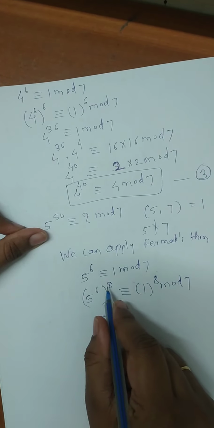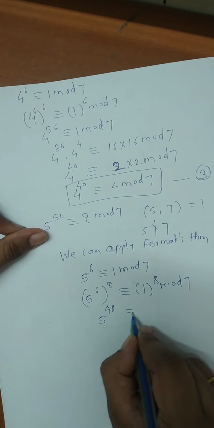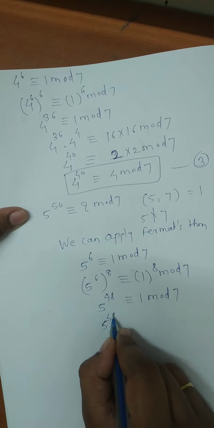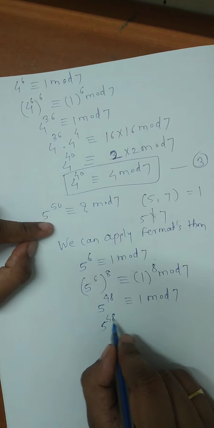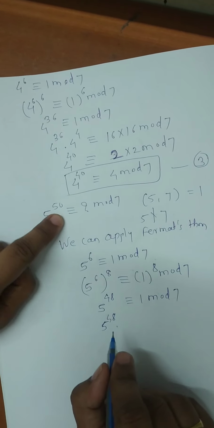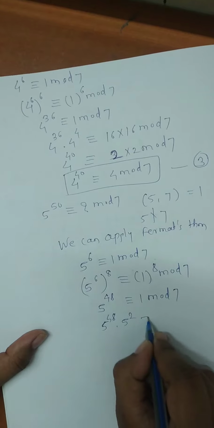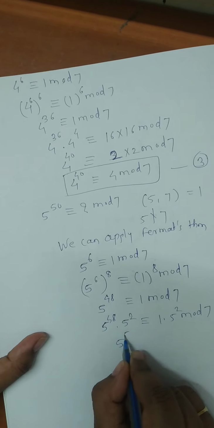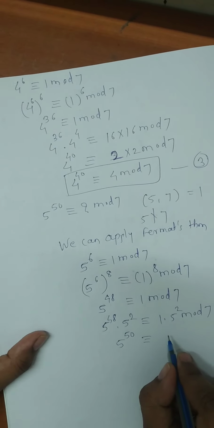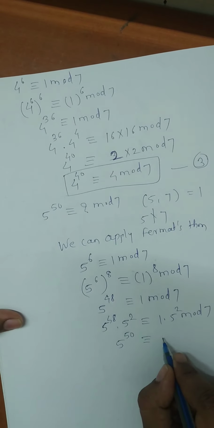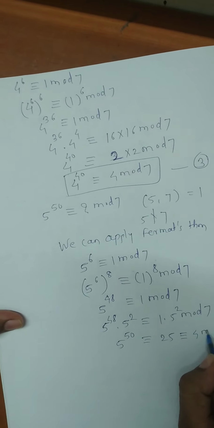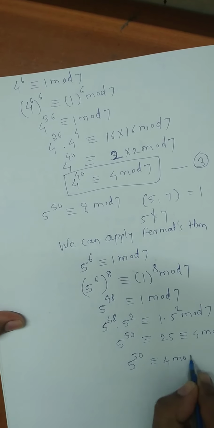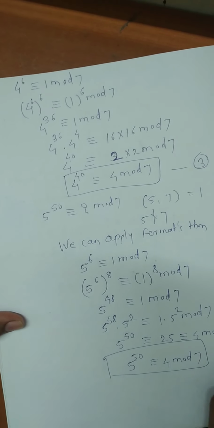So 5 to the power 48 is congruent to 1 mod 7. Yes. So 5 to the power 48, and we want 2 more in the exponent, so we will get 50. Yes. So 5 squared is congruent to 1 times 5 squared mod 7. So 5 to the power 50 is congruent to 25, and 25 is congruent to 4 mod 7. So you get 5 to the power 50 is congruent to 4 mod 7. All this is equation 4.